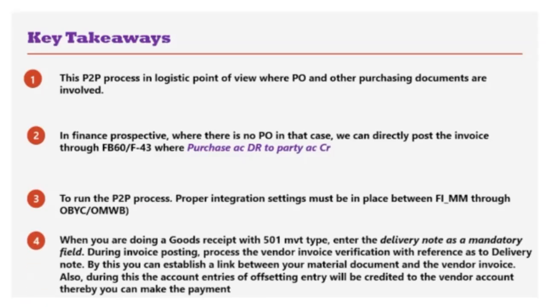And when you are doing a goods receipt, different movement types will be involved, especially when you do the movement type 501 and we enter the delivery note as a mandatory field. So during invoice posting, process the vendor invoice verification with reference to the delivery notes. By this, we can establish a link between our material documents and the vendor invoice. And also during the accounting entries, the offsetting entry will be credited to the vendor account. Thereby, we can make the payment.